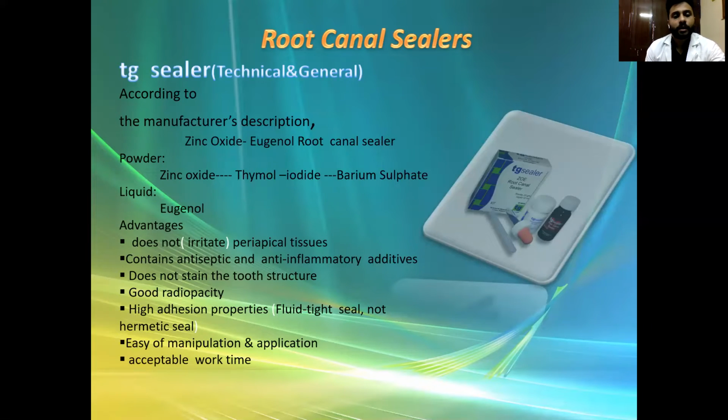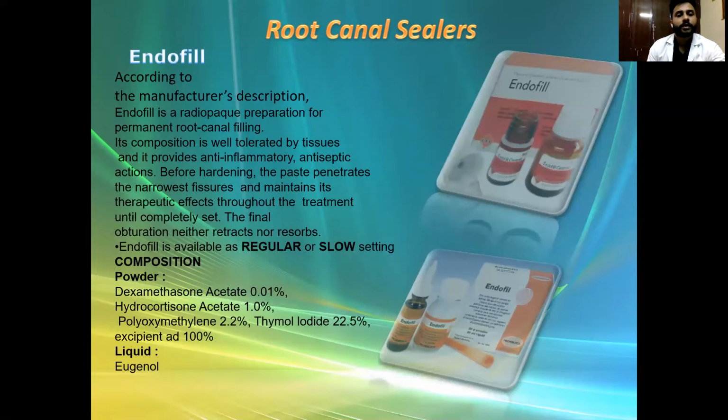Next comes the TG sealer. According to the manufacturer's description, it is a zinc oxide eugenol root canal sealer. Again, the powder and liquid contain almost the same components as we saw before. The advantages: they do not irritate the periapical tissues. They contain antiseptic and anti-inflammatory additives and do not stain the tooth structure. And they have very good radiopacity, high adhesion properties, ease of manipulation and application, and acceptable working time.